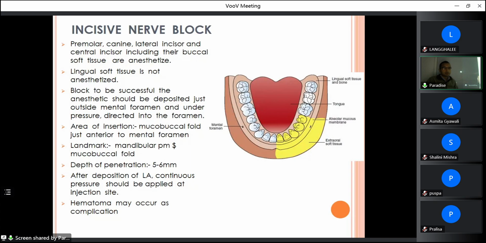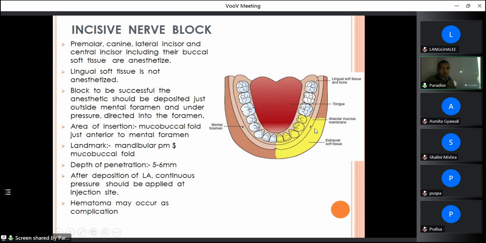The inferior nerve divides into two parts, the incisive nerve and the mental nerve, in the region of the mental foramen. The mental nerve exits through the mental foramen and supplies the labial gingiva as well as the labial mucosa of the lip and cheek. The incisive nerve supplies the pulp tissue of the anterior teeth as well as the premolar. So when you deposit local anesthesia in the mental foramen for the incisive nerve block, the mental nerve will also get anesthetized.